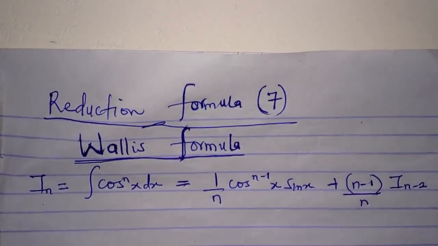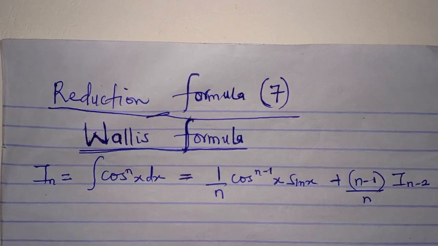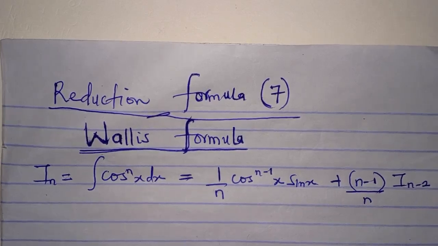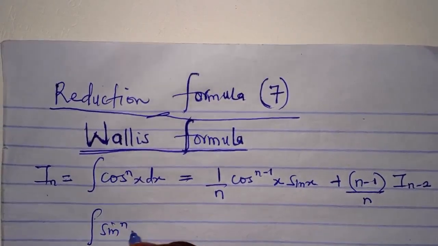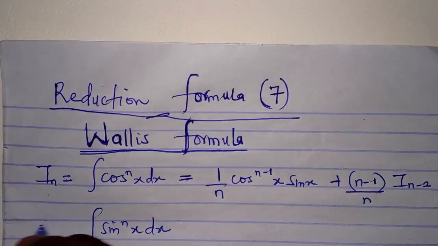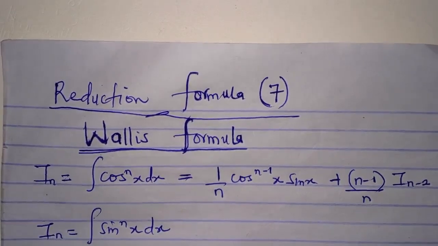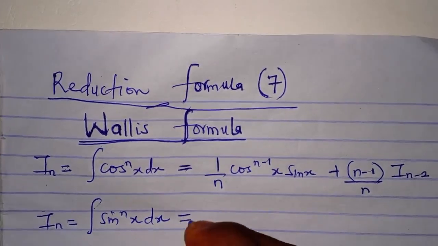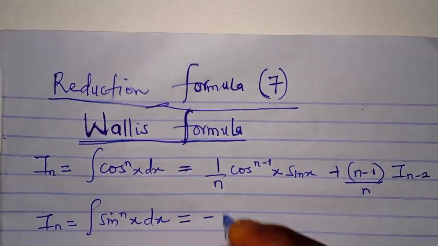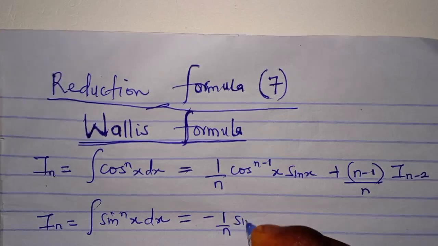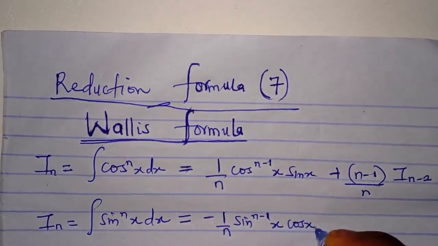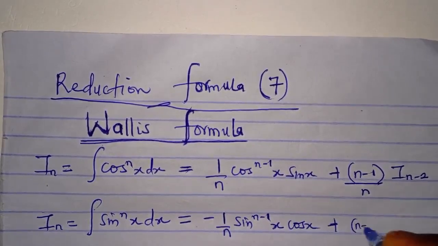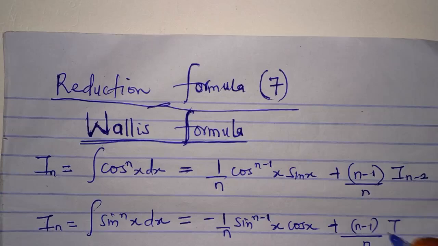Alright? And in the video on reduction formula 5, we talked about the integral of sine^n x dx. So if this is I sub n, we deduced the reduction formula that it is equal to minus 1 over n sine^(n-1) x cos x plus (n minus 1) over n into I sub n minus 2.